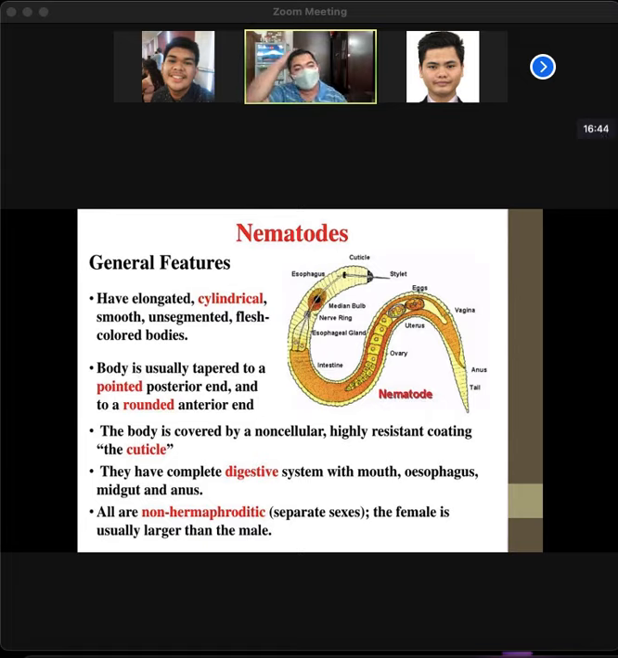As you can see here, these are the general features. What is important? They are cylindrical with pointed ends, with a rounded anterior. They have a cuticle, as you can see in the picture. They have a digestive system: mouth, esophagus, gut, and anus. If they ask you, all are non-hermaphroditic, meaning they have separate sexes. Usually the females are larger.